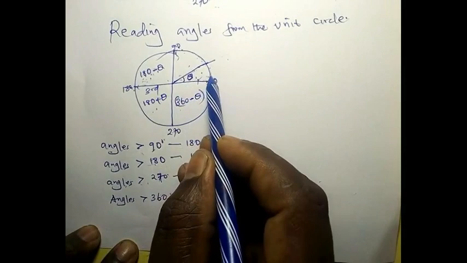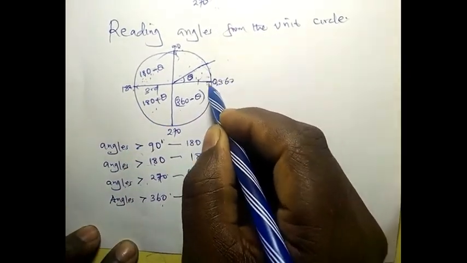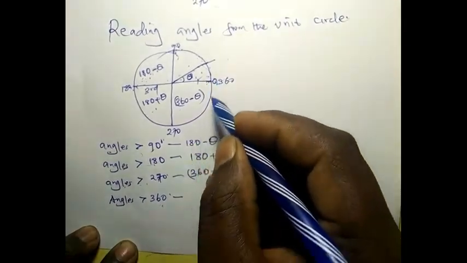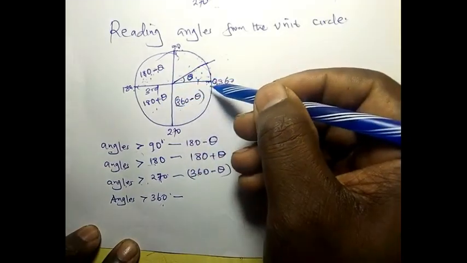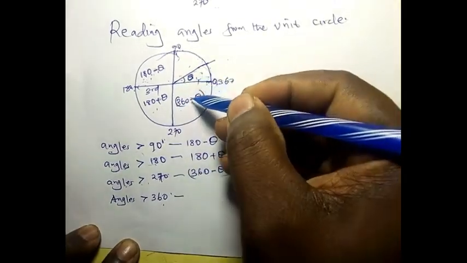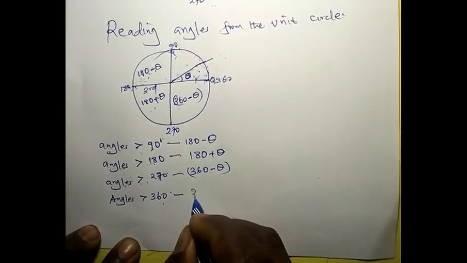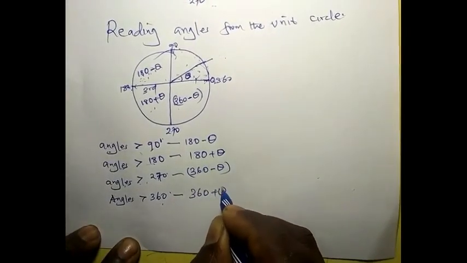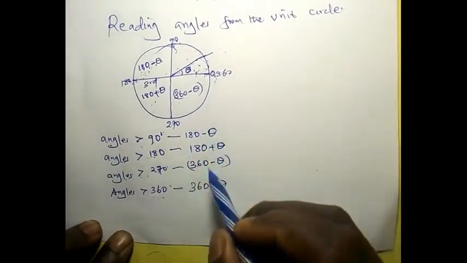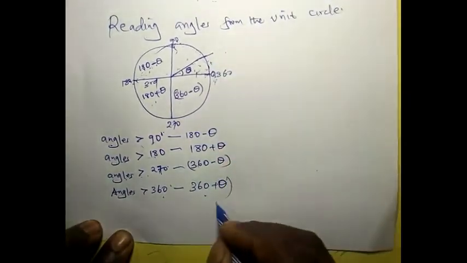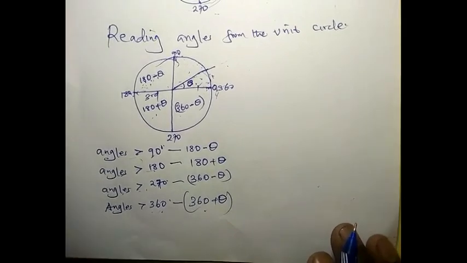Now it means that we have gone round, we have reached 360 at this point. So if I have theta here and I have gone round, how can I get this one? If the angle is more than 360, then it is 360 plus theta, right? Very good. So let us jump and look at an example.